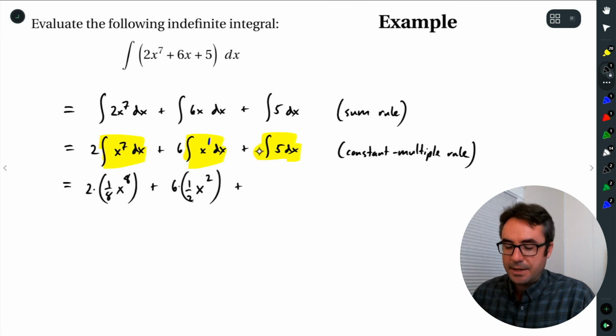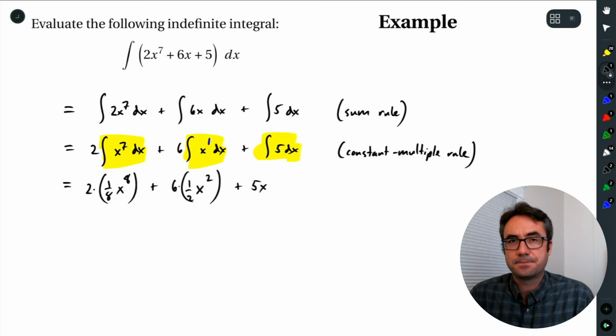And then finally, we want to integrate 5, the constant function 5. And we know how to do that. It's just 5 times x.